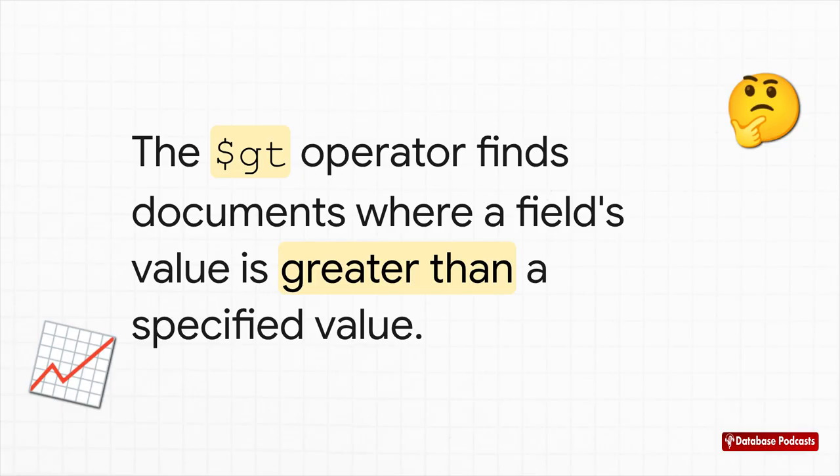Now pay close attention to the syntax here, because it's a little different. We're looking at the age field. But for its value, we're actually nesting another document inside. And that inner document contains our operator, $gt, or greater than 10.